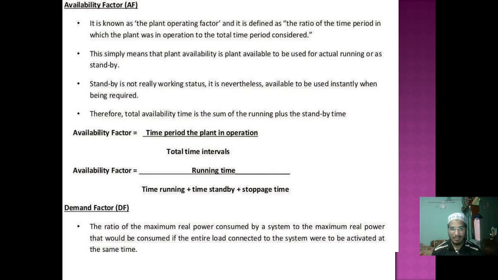Next one is the availability factor. How much availability do we have? If I have one power plant, for example, I can produce 1000 kilowatts in the time period I have. In that time period I can produce 1000 kilowatts.